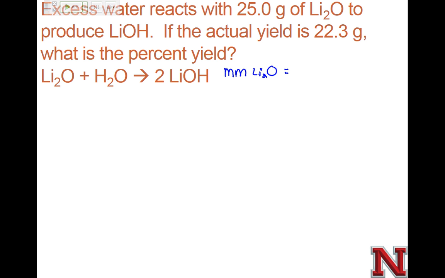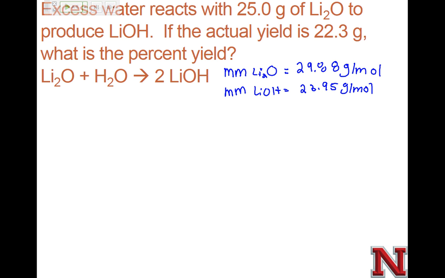So Li2O, if we figure out our molar mass, it's 29.88 grams per mole. Again, make sure you can calculate that. If you're having trouble with molar mass, please come see me. And our molar mass of our product is 23.95 grams per mole. So that's your first step. You have to calculate those.